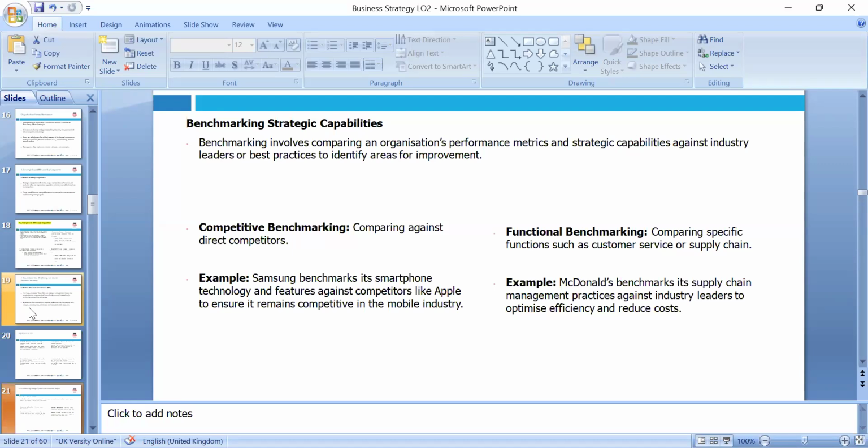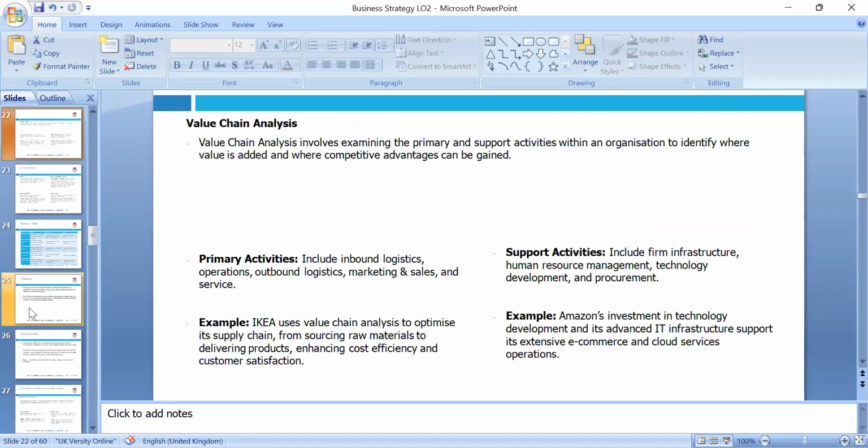We can look at Samsung benchmarking smartphone technology against Apple, or functional benchmarking, comparing specific functions such as customer service and supply chain. McDonald's benchmarks its supply chain to optimize efficiency and reduce cost. So we can look at value chain analysis, which involves primary and supportive activities. Primary activities include inbound logistics, like IKEA, which we mentioned at the top, and Amazon investing in technology in IT.